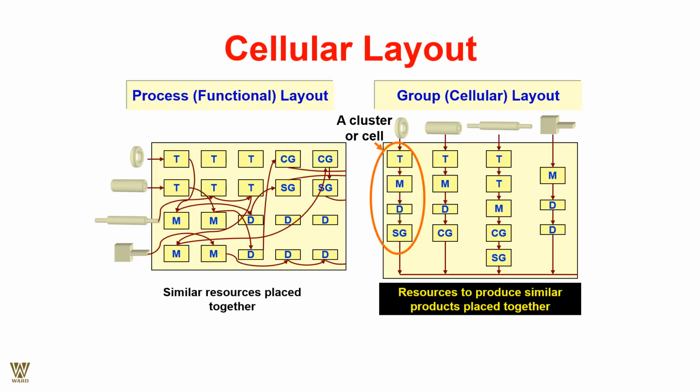Now comes the last segment, cellular layout. If you have this functional layout, I have said that in the functional layout a lot of haphazard things happen. Why? Because similar resources have been placed together. If somebody is doing designing, they only have to come to this part. So they have to come to the designing team to get things done.